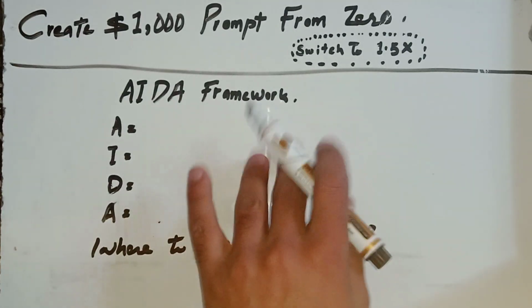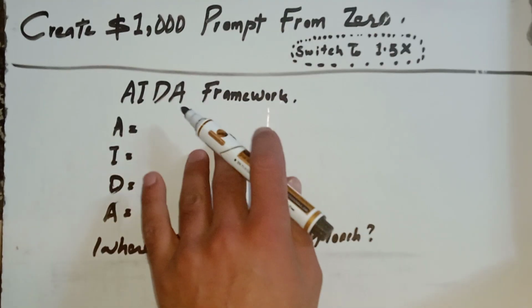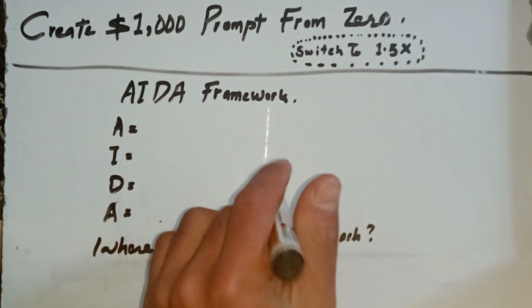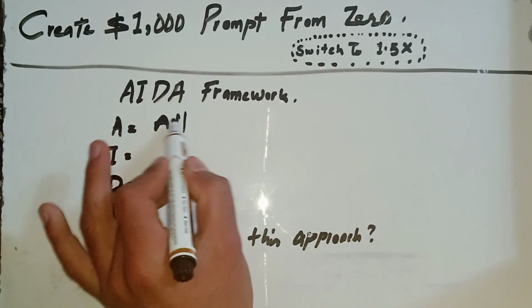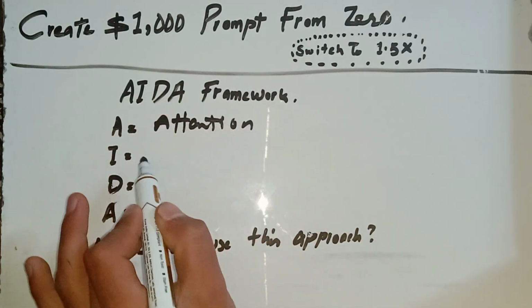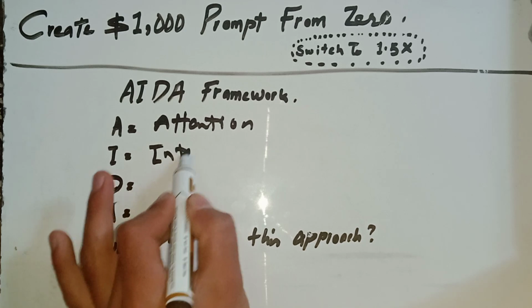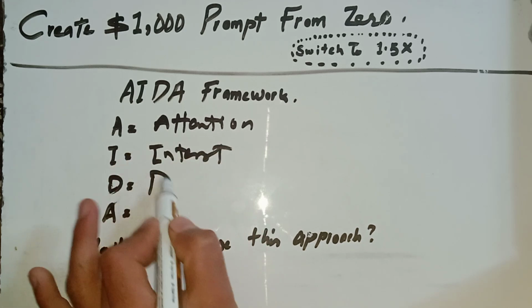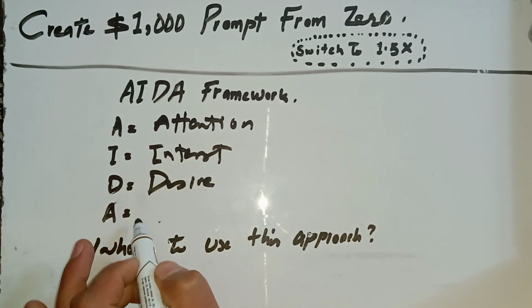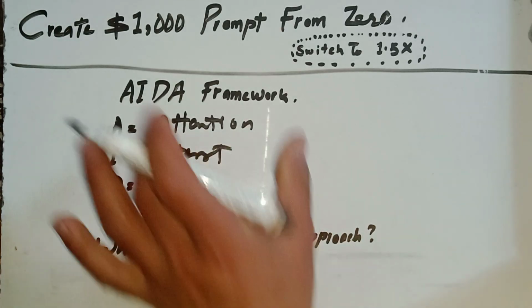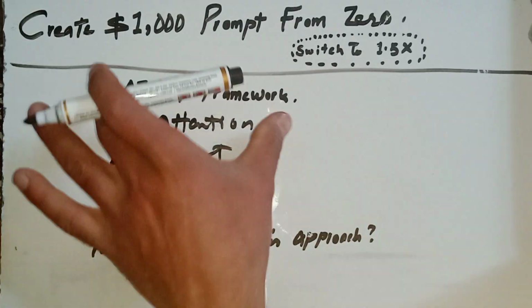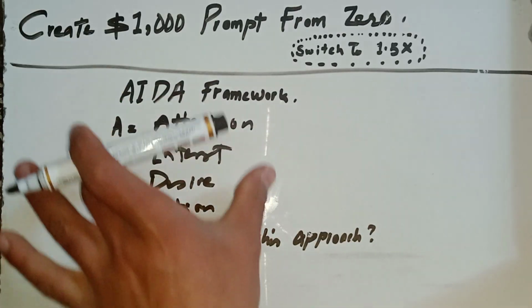Now, this episode, the second episode of this series, is about the AIDA framework, where A stands for attention, I stands for interest, D stands for desire, and A stands for action. In the coming section of this video, I'll be discussing all four components of this framework in detail.